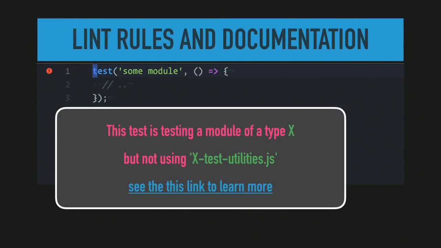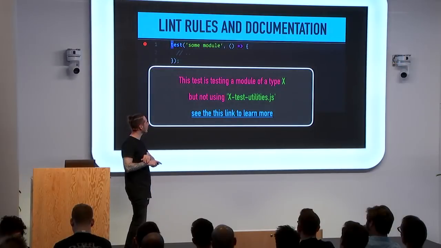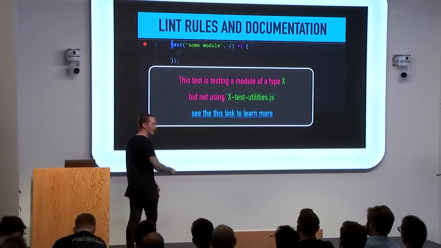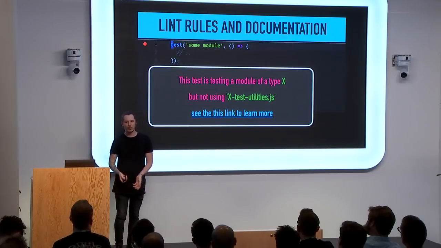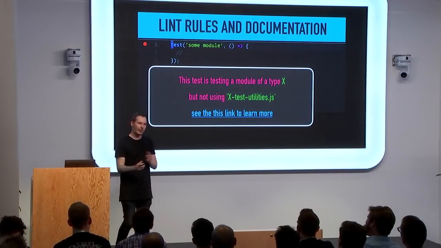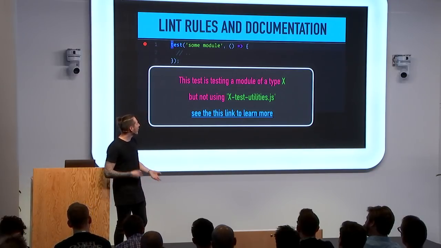Also, lint rules can have documentation in them. So for example, if you're trying to test something in a way that we know doesn't work, and we have a utility library to help you with that, you can search for it and say, I noticed that you have this test, and you test a module of type X, and you're not using X test utilities. Here's the link for documentation to read more about it. And it can say, yeah, we tried other approaches, and they didn't work because of that and that and that.